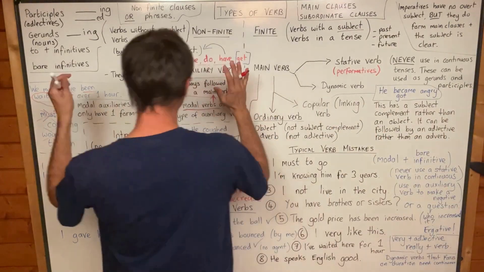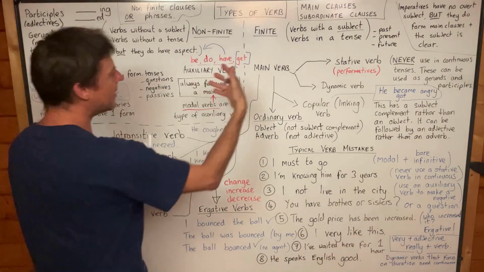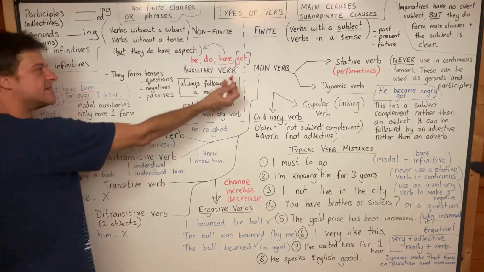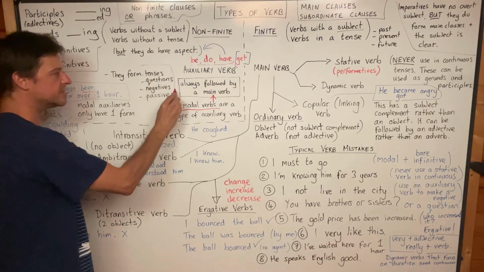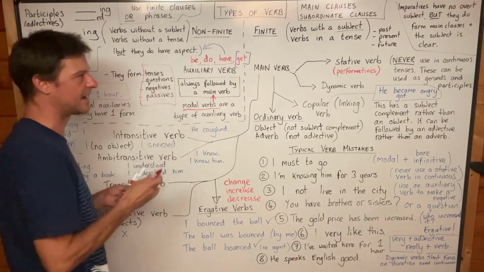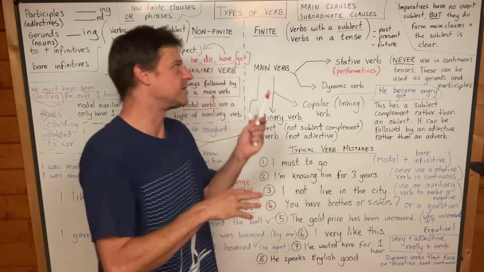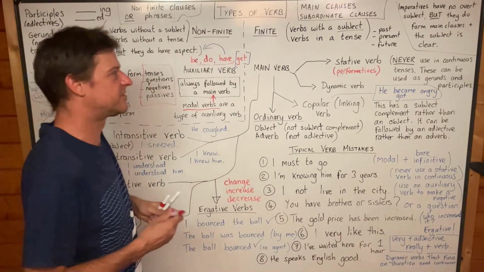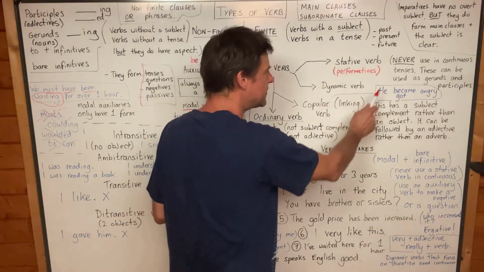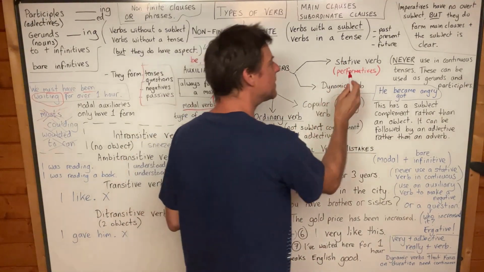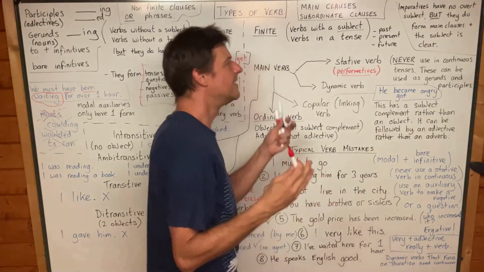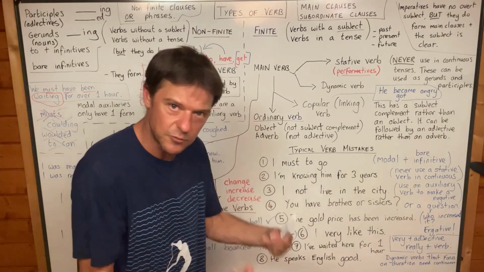Okay, so they're the auxiliary verbs. What about main verbs? Well, main verbs come after these auxiliary verbs, which form tenses, questions, negatives and passives. And main verbs can be separated into a lot of different types. Firstly, you have stative verbs and dynamic verbs, and performatives are a type of stative verb, I would argue.